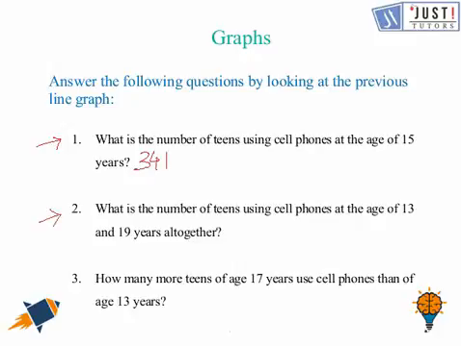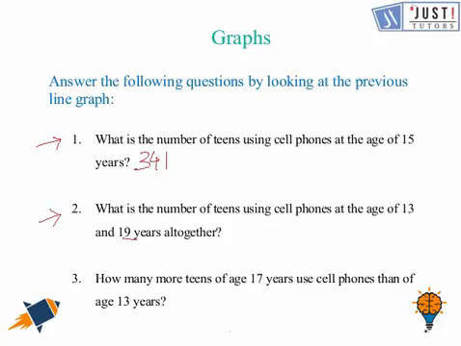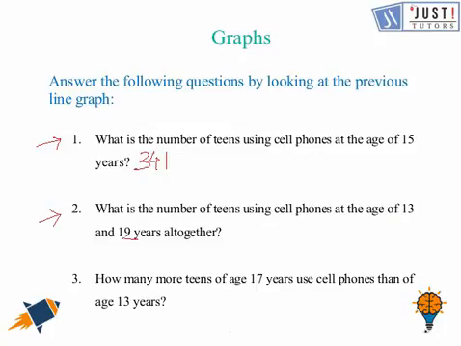Next, we need to find the number of teens using cell phones at the ages of 13 and 19 together. The number of teens using cell phones at the age of 13 is 229, and at the age of 19 it is 642. We need to find the total number of teens at the ages of 13 and 19. 9 plus 2 is 11. 4 plus 2 is 6, and 1 makes it 7. 6 plus 2 is 8. So the answer is 871. We write the answer here, 871.